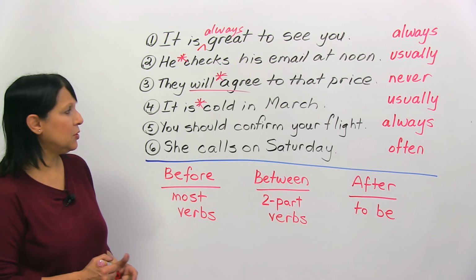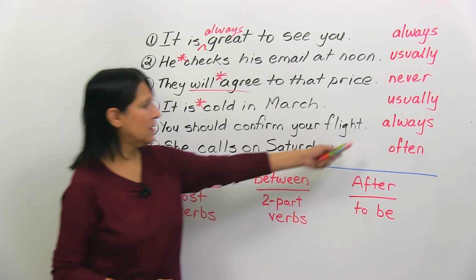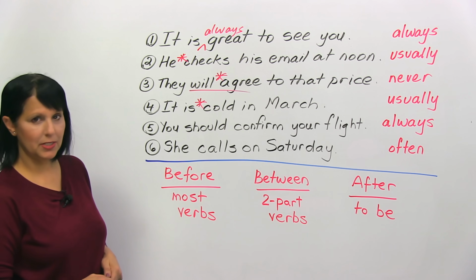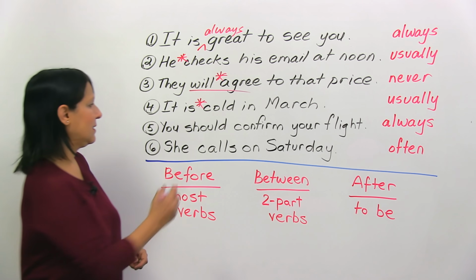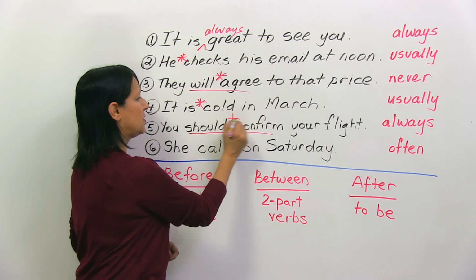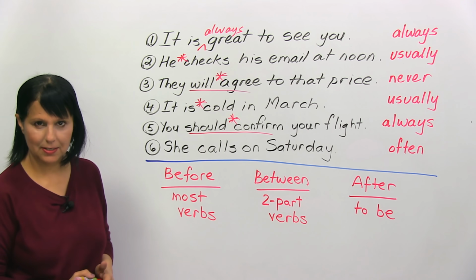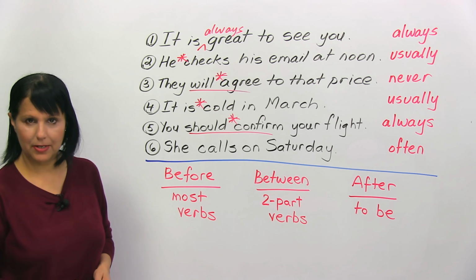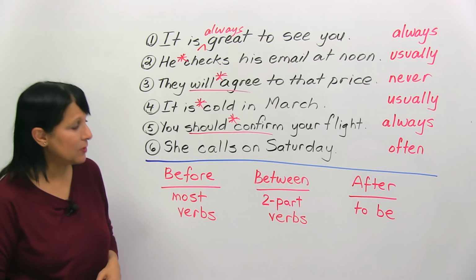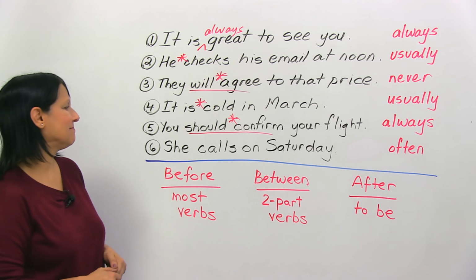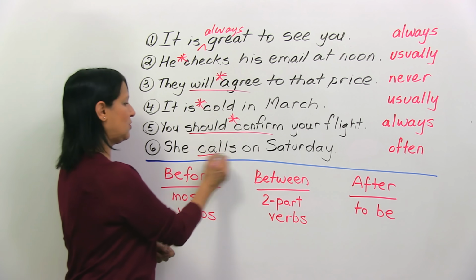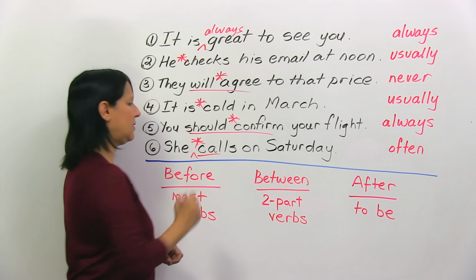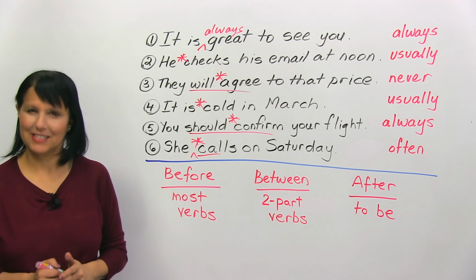Number 5, you should confirm your flight. Where should we put the word always? So look at the sentence. This is it, right? 2 parts. Goes in the middle. You should always confirm your flight. And number 6, she calls on Saturday. Where do we put the word often? Okay, here's our verb. This is like most verbs, so it goes here. She often calls on Saturday.